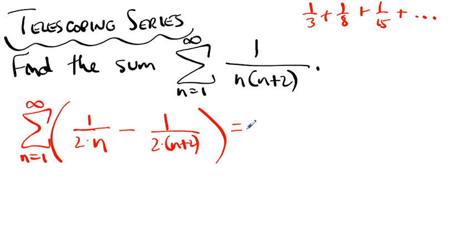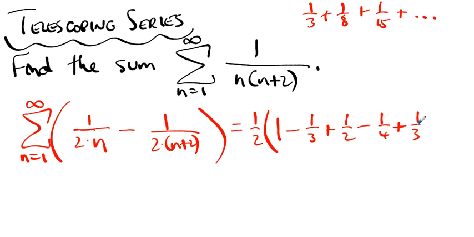Now you start writing out some terms. We'll pull out the 1/2. You start writing out some terms, and you get 1 over 1 minus 1 over 3. And then if n is 2, you get 1 over 2 minus 1 over 4. And then if n is 3, you get 1 over 3 minus 1 over 5. And then if n is 4, you get 1 over 4 minus 1 over 6, and so on.